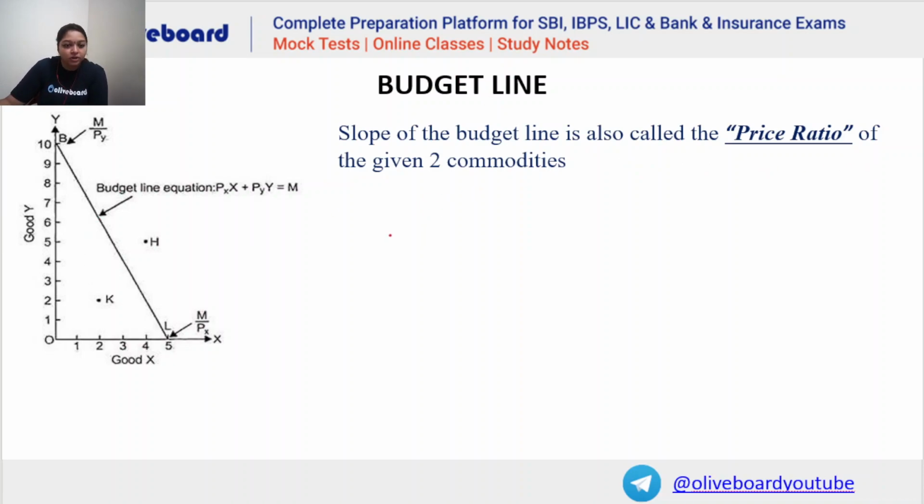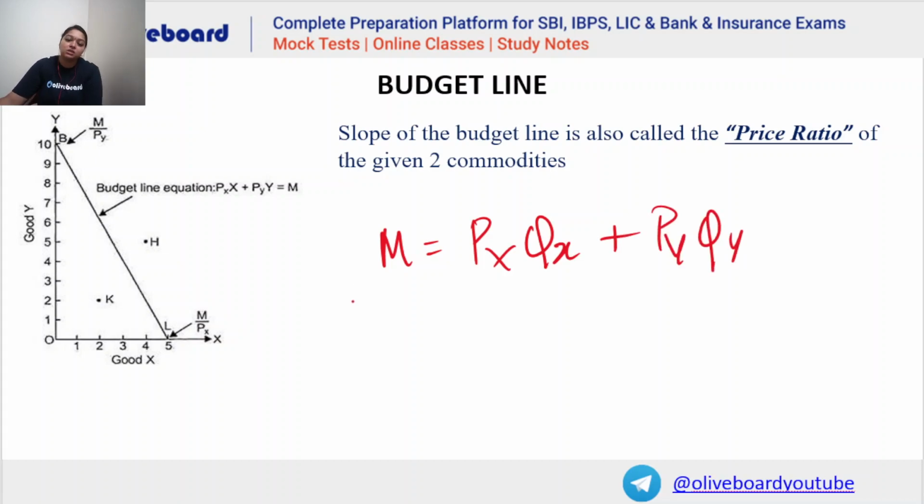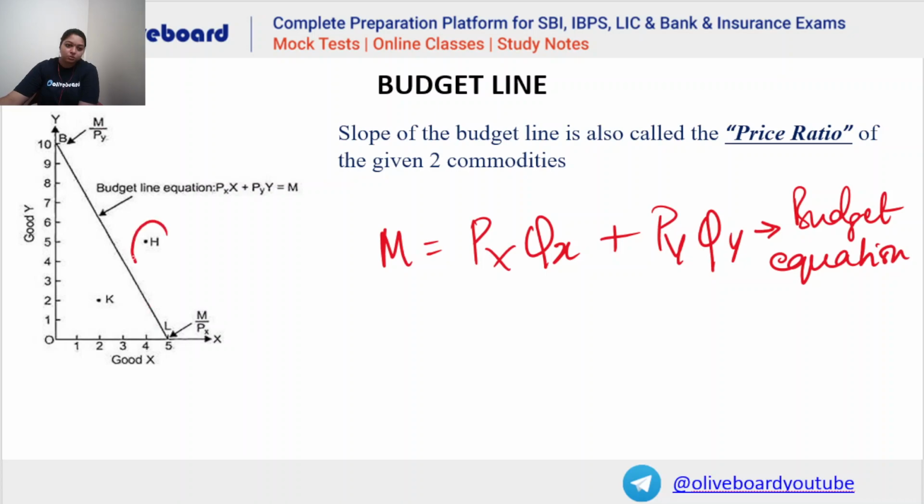So now we saw that M equals Px into Qx plus Py into Qy. This is your budget equation. When you convert this into a line, it becomes a straight line connecting two extreme points, okay? So here this point H is above the budget line and point K is below the budget line. They are not on the budget line.